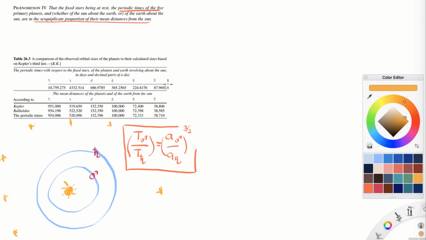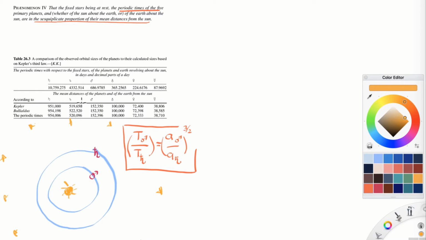It takes Mercury 87.962 days to go around the Sun. Venus, it takes 224 days, about 7.5 months to go around the Sun. Earth takes 365.2565 days to go around the Sun. Mars, 687 days. Jupiter, 4,333 days. And Saturn, 10,759 days to go around the Sun. So we could take any two of these, like Mars and Saturn, and form the ratio of the number of days there and the number of days there. That would be the left-hand side of this equation.